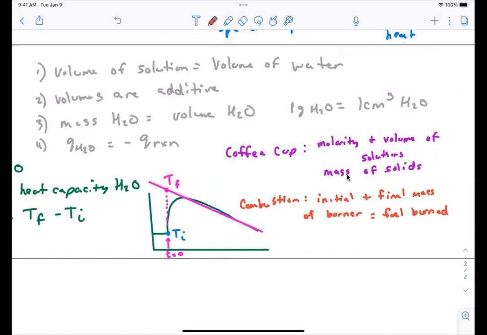Oh, yeah. So when we figure out how much heat the water absorbed or released, that has to be the opposite of what the reaction did. So if the temperature of the water went up and it gained heat, you're assuming all that heat came from the reaction only. Does that make sense, Oliver? Okay.